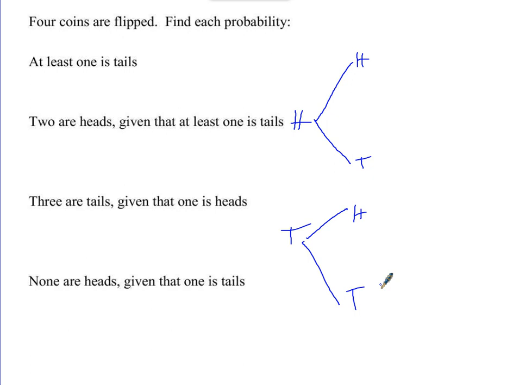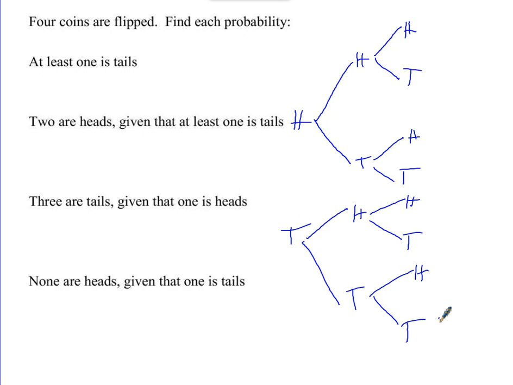For my third coin that I flipped, if I first flipped head, my next flip can come up a head or a tail. And I'm going to have a head or a tail here. And a head or a tail here. And a head or a tail here. This is my first flip. This is my second flip. This is my third flip. I have one more coin to flip. I can wind up with a head or a tail on each one of these.